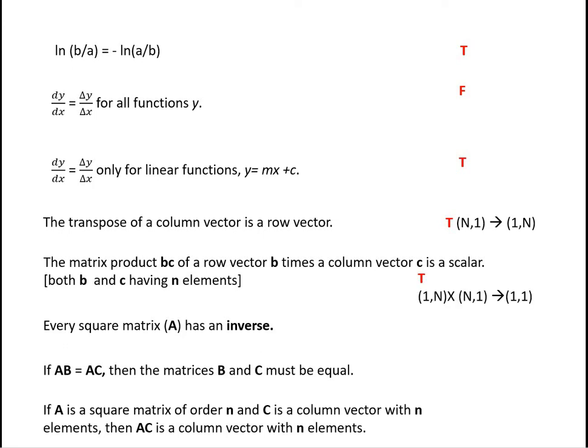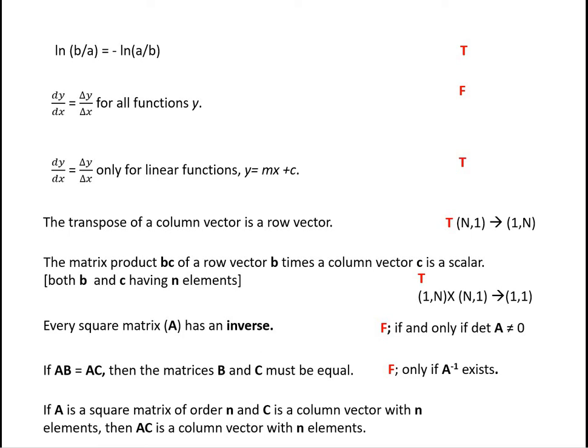BC, so 1 by n row into column n by 1. So 1 by n, n by 1, final matrix dimension would be 1 by 1. That's a single value. So it is a scalar quantity. Square matrix inverse, yes, but provided if and only if the determinant of the matrix does not equal 0. Then only a square matrix may have some inverse. AB equal to AC, then B and C must be equal? No, it's a false statement. In general, no. But only if A inverse exists, then of course B and C are same.